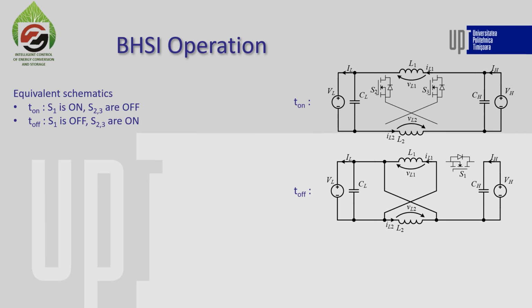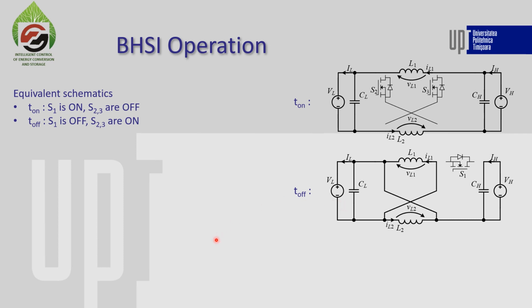Now let's take a look at how this converter operates. And we see here the two equivalent schematics. During the T-on interval, the two inductors are connected in series between the two voltages, and during the T-off interval, the two inductors are connected in parallel to the low voltage side.